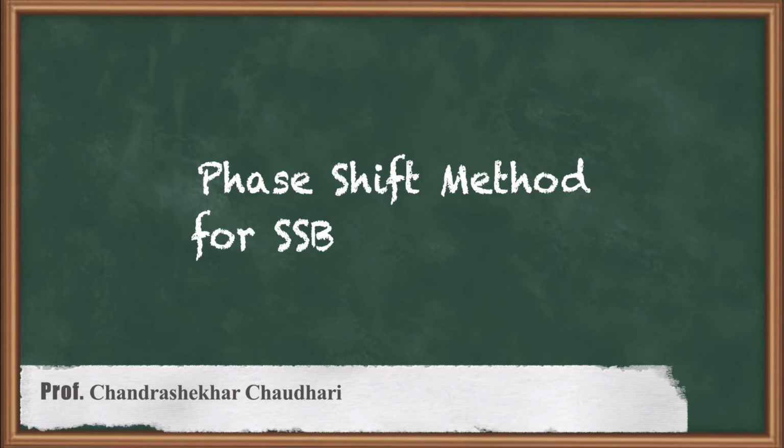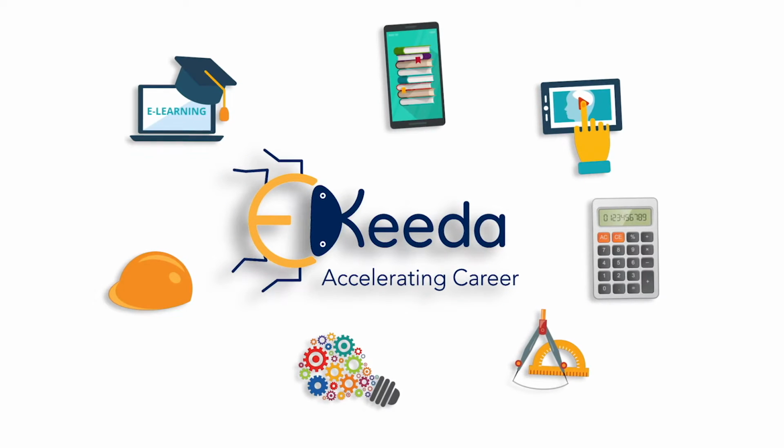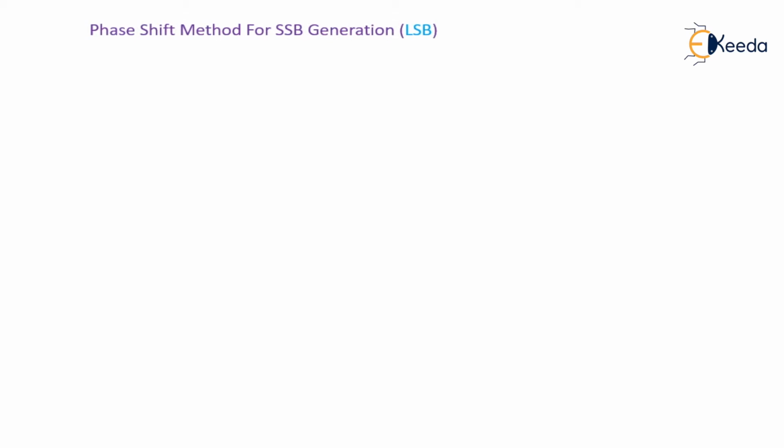Hello friends, now we will see the SSB transmission by using phase shift method. Phase shift method for SSB generation. Very much popular method of SSB generation. So here the disadvantage of the filter method are minimized to a greater extent.